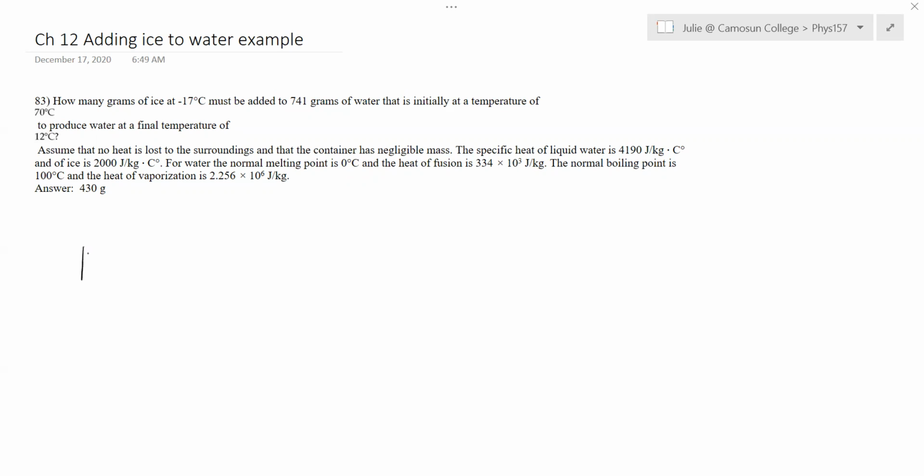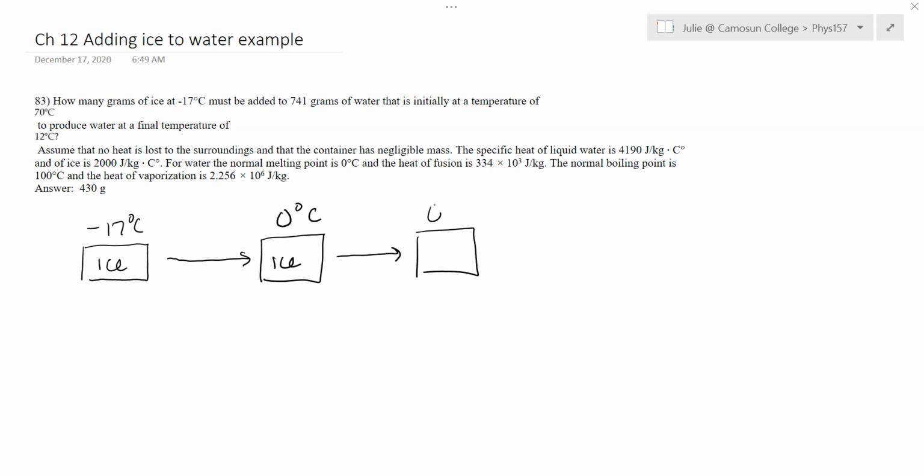So let's do our little diagram for the ice. It starts out at -17 degrees Celsius. First, it has to warm up to its melting point. So it has to remain ice, but warm to its melting point. Then it has to melt. And after it's melted, it's still at 0, but now it's water. And then finally, it can warm up to the final temperature of the whole mixture, which is 12. And this is still water.